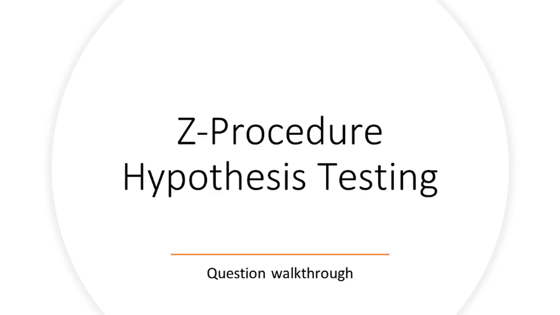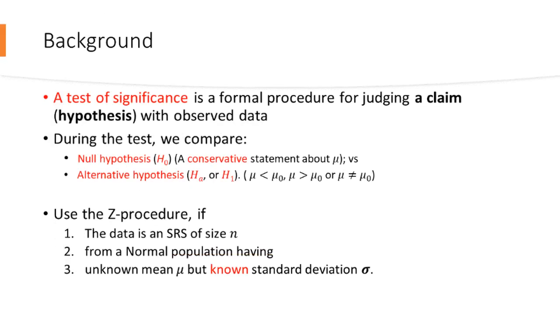Hi, in this video, we will go through how to approach hypothesis testing under the Z procedure. A test of significance is a formal procedure that allows us to judge a claim or hypothesis using observed data. During this test, we compare two hypotheses.